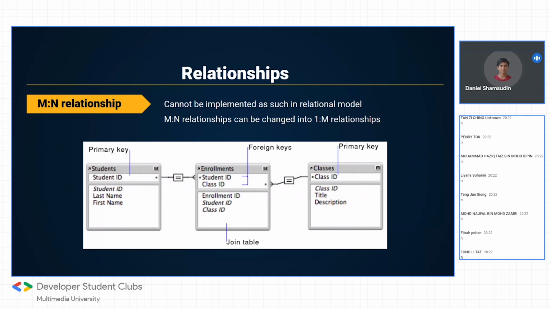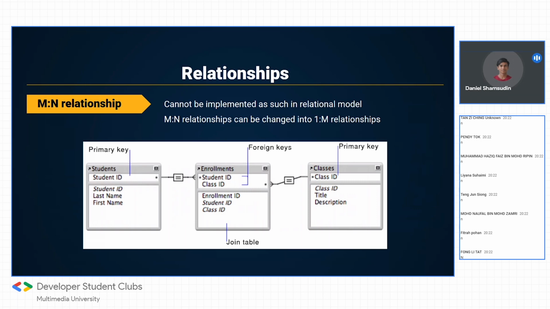Before I start, I should explain, then let's just see the image. Imagine we have a business logic saying that many students can enroll in many classes, and many classes can be enrolled in by many students. So in this case, we have a many to many relationship.